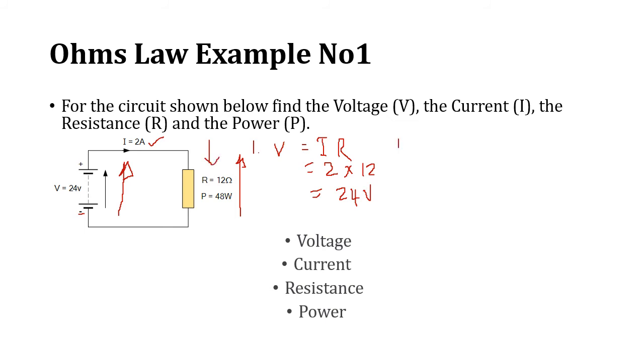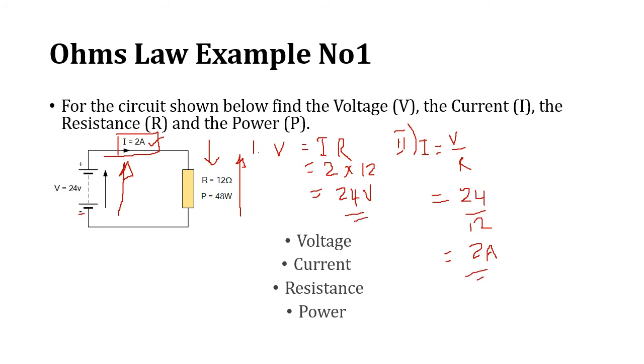Okay, let's find the current. To find the current, we know I will be equal to V upon R. We know the voltage, 24 volts. Here we know the resistance value, 12 ohm. So that will be equal to 2 ampere. This is what they mentioned here, 2 ampere. So here you can verify the value.